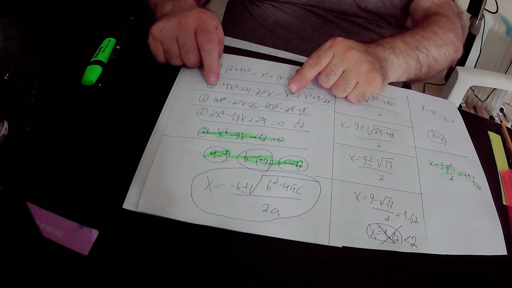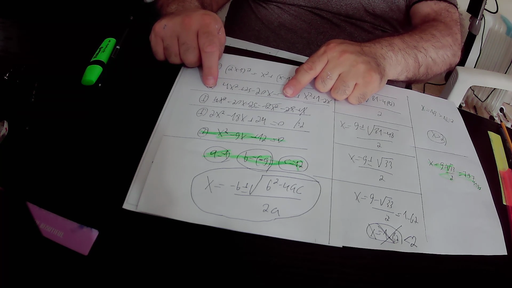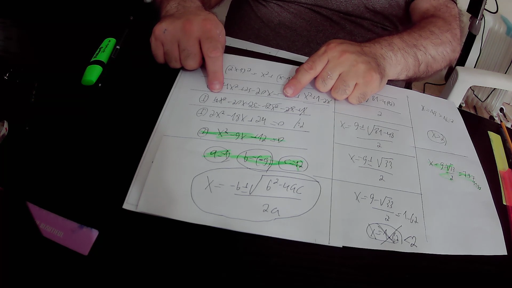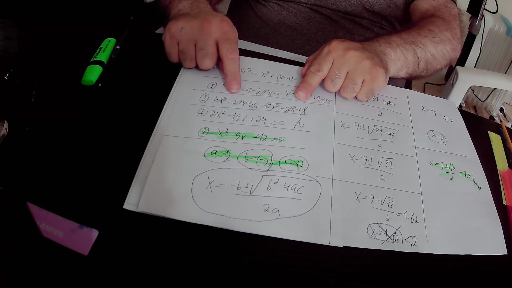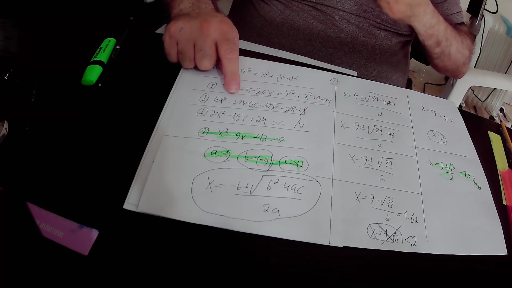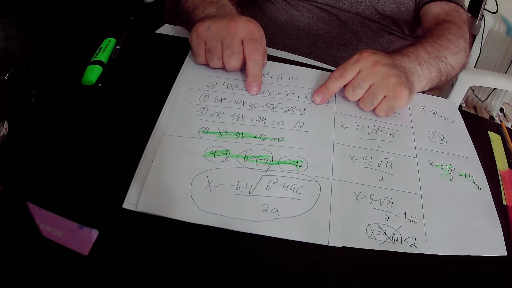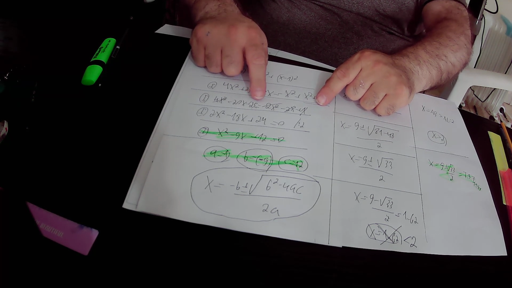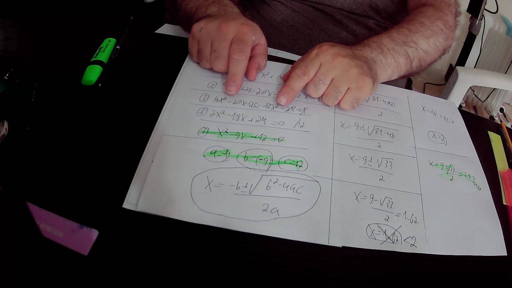So here we subtracted 2x squared from equation number 1. 2x squared minus 2x squared is 0, and 4x squared minus 2x squared is 2x squared. Then we added 2x to equation number 1. Minus 2x plus 2x is 0, and minus 20x plus 2x is minus 18x. Then we subtract 1: 1 minus 1 is 0, and 25 minus 1 is 24. So in conclusion, 2x squared minus 18x plus 24 equals 0.